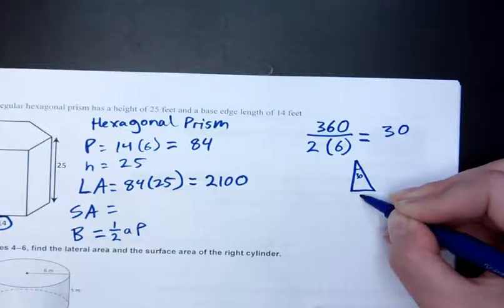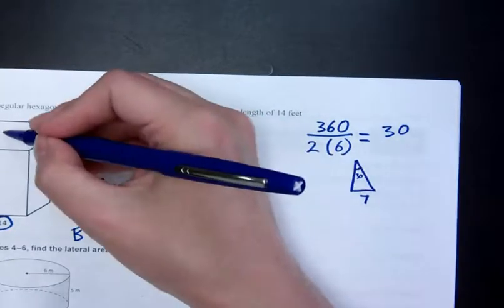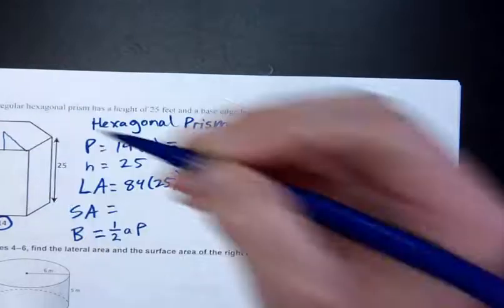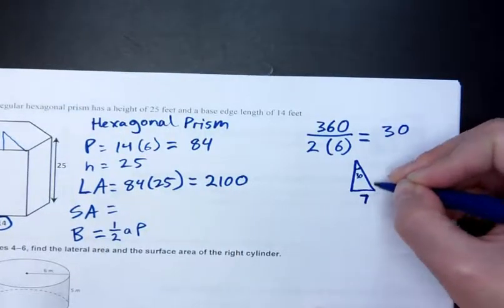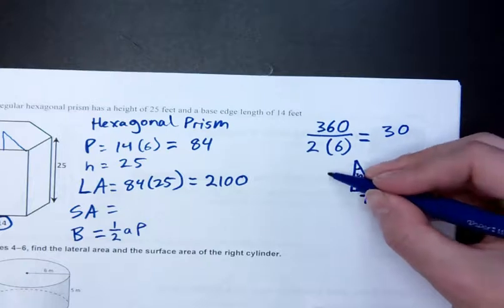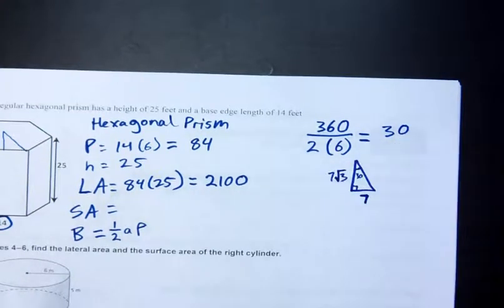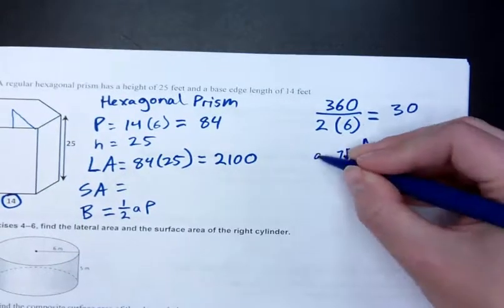7. Okay, so remember when we find that central angle, it's half of a side, so I'm finding this part right here. If this side's 7 on a 30, 60, 90 triangle, what's this apothem that I need? 7 root 3. Okay? You're not good at special rights yet. They keep coming back. So that's our apothem.